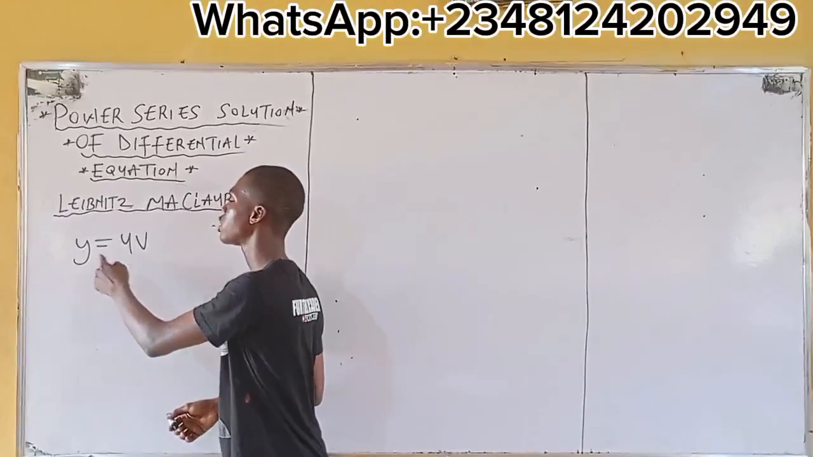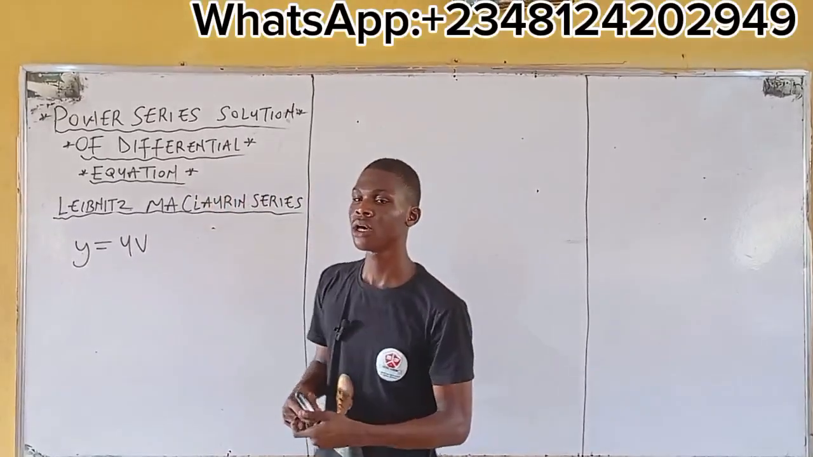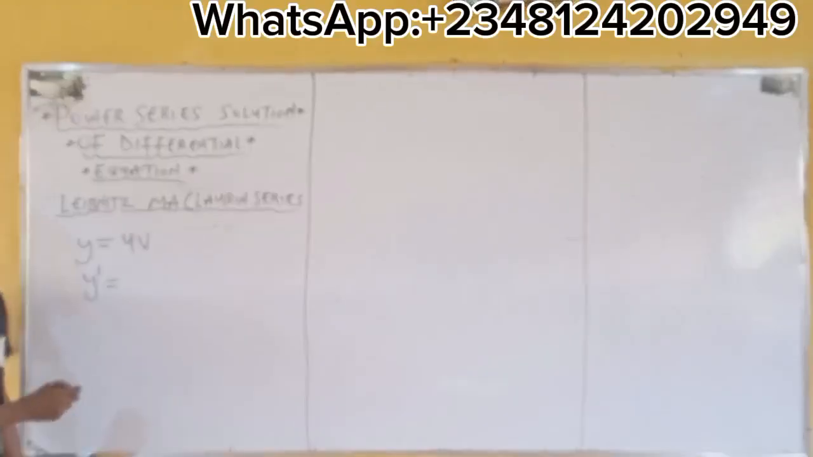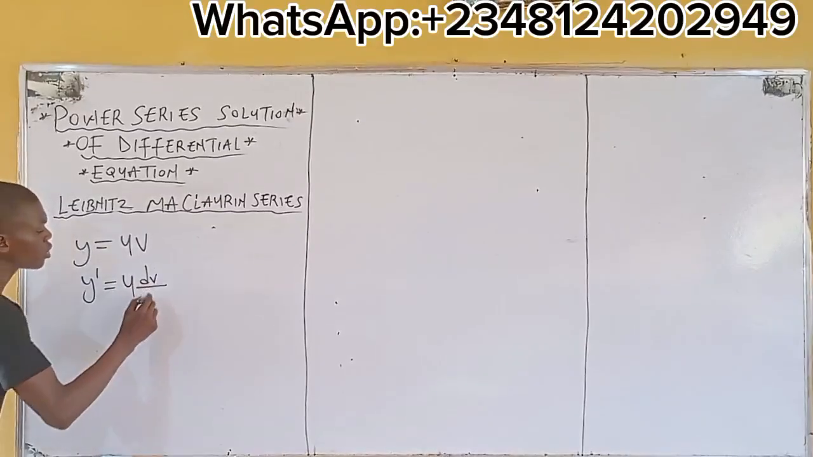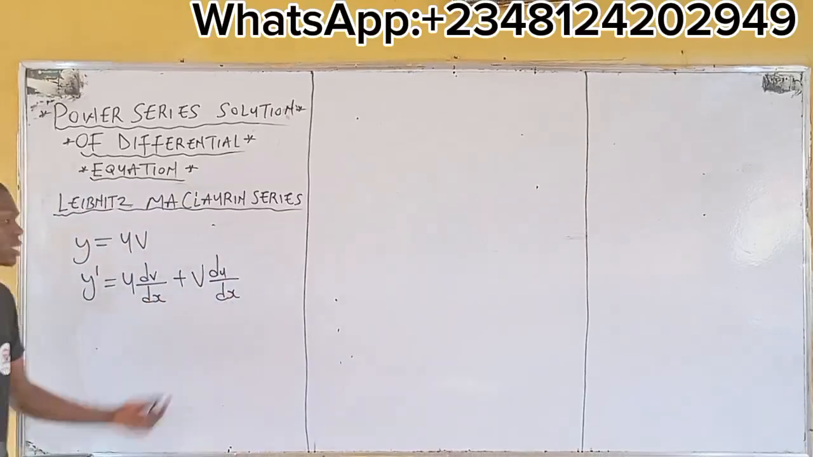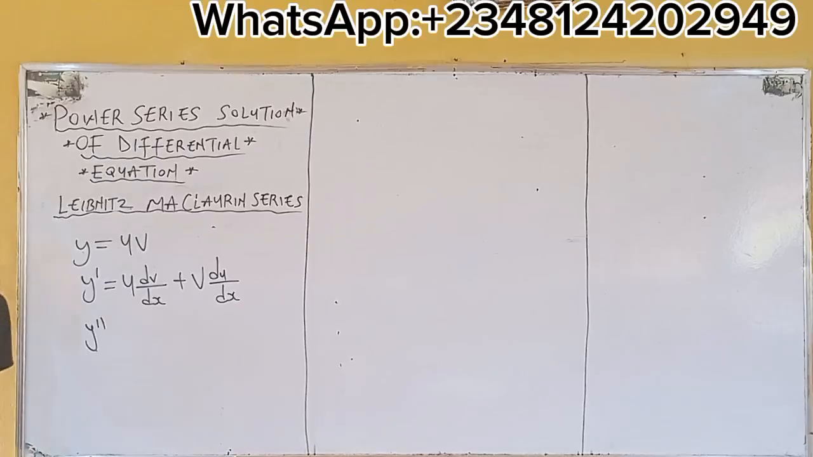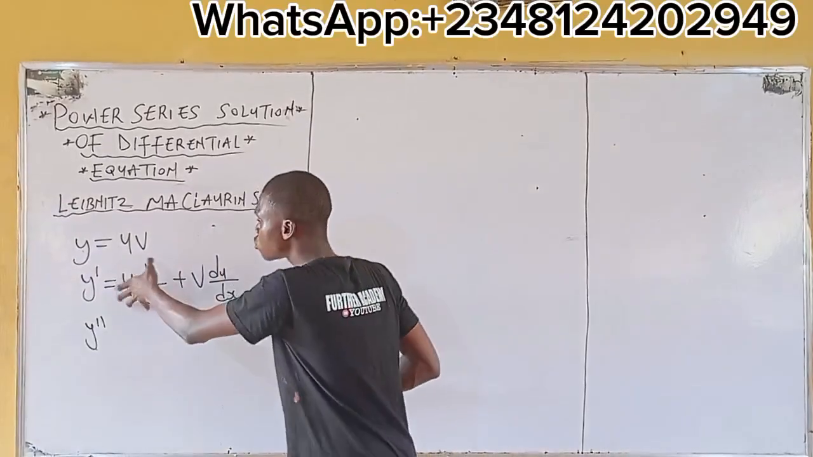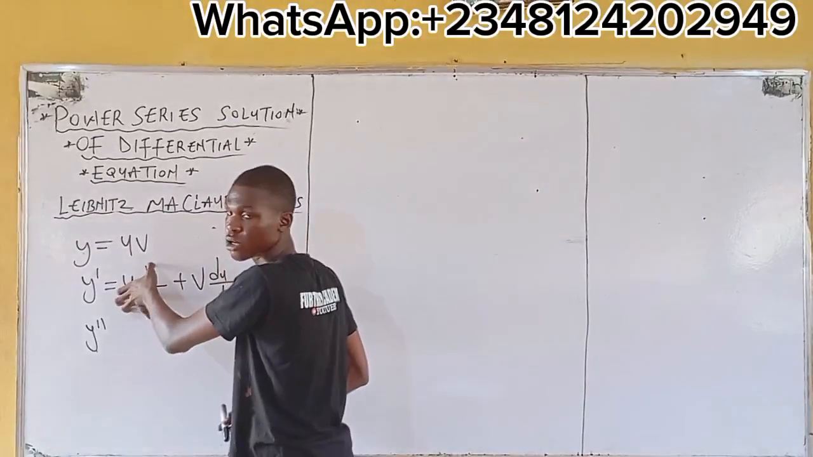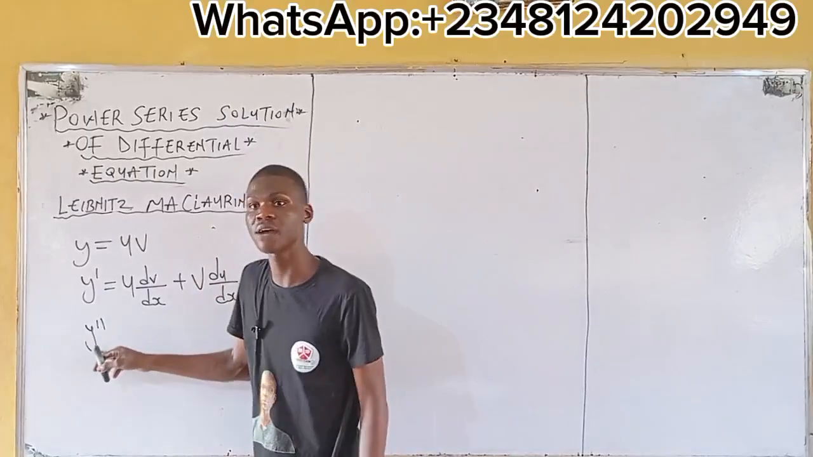Now, say we are given y as the product of these two functions, u and v. What's the first derivative? y prime is equal to what? u dv over dx plus v du over dx. This is the first derivative, right? Let's find the second derivative. When we say second derivative, meaning that in this case you are going to treat this as a product rule, and you are going to treat this as what? Product rule. Meaning apply the idea of product rule, get your answer, apply the idea of product rule, get your answer, then sum it up. It will give you the second derivative of this function, right?